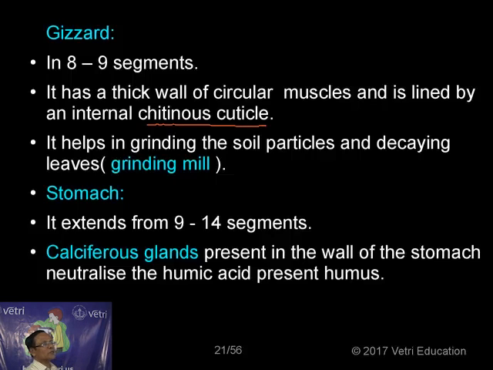So the main purpose is grinding the food, hence called a grinding mill, normally found in segments 8 to 9. It is not the place of digestion, it is a place of mastication, grinding the food, because of the presence of the chitinous wall. Then it is followed by the stomach. It is a long tube, located in segments 9 to 14.